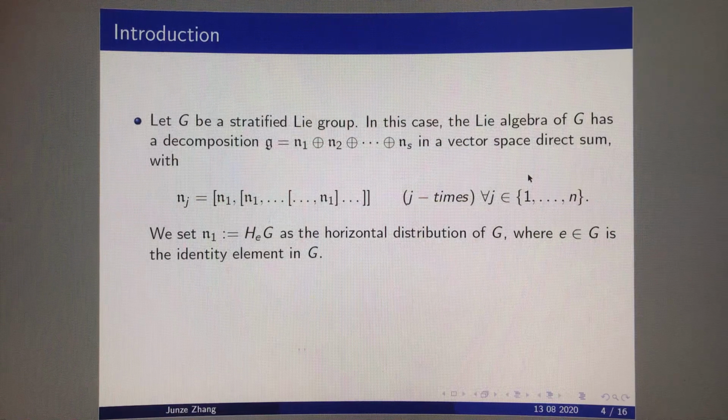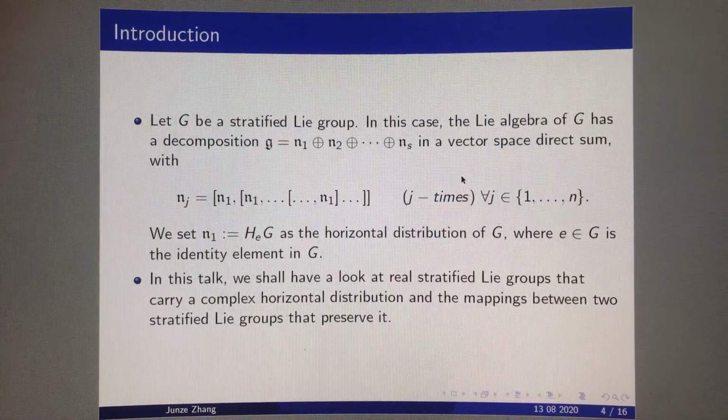We also call the first linear subspace N1 the horizontal distribution, and we will talk about this a lot in this talk. We will have a look at a real stratified Lie group that carries a complex horizontal distribution. We also want to look at the mappings that preserve this complex horizontal distribution between two real stratified Lie groups.